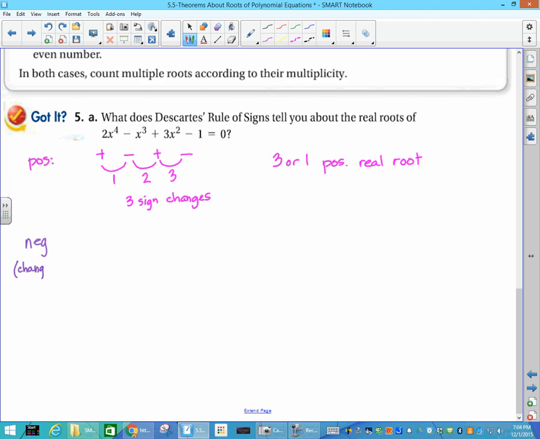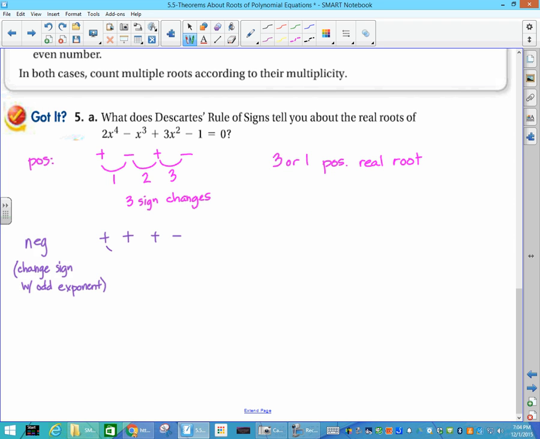Change sign with odd exponents. So that's an even exponent. I don't change that sign. This is an odd exponent, so my negative is going to be positive. This is an even, so it does not change, and this doesn't have one, so it stays the same.